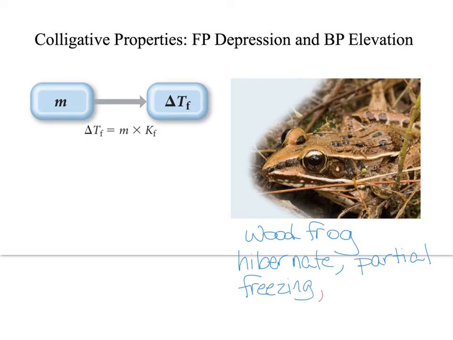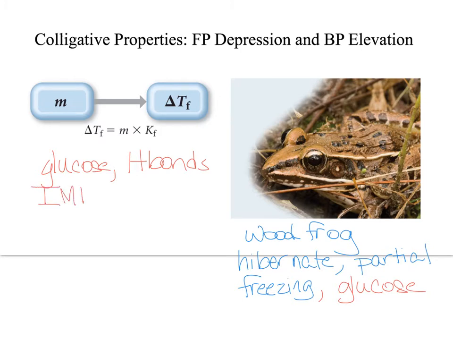The way it does this is by making and releasing a lot of glucose into its cells and extracellular fluids, so that the glucose, as we know, makes a lot of hydrogen bonds. And that is going to increase the number of intermolecular forces between the water that is inside the cell and outside the cell, along with the glucose. And so this will lower the freezing point.